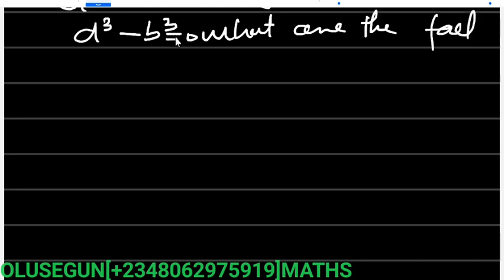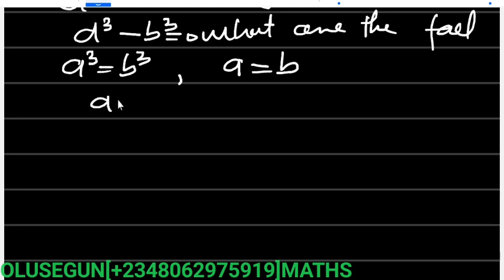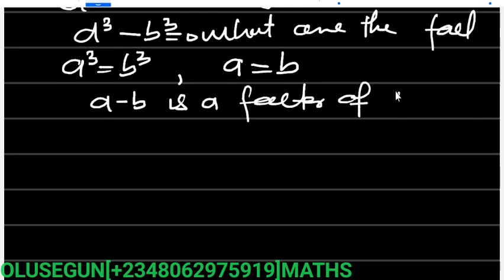The factors is equal to 0. So let's assume that a raised to power 3 is equal to b raised to power 3. By finding the cube root of both sides, a will be equal to b. So meaning that a minus b is a factor of a raised to power 3 minus b raised to power 3. So a minus b is a complete factor of a raised to power 3 minus b raised to power 3. So now you will now use this.